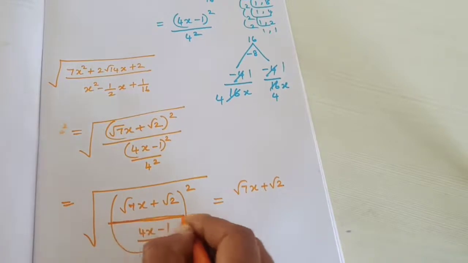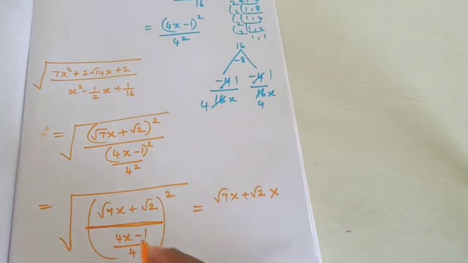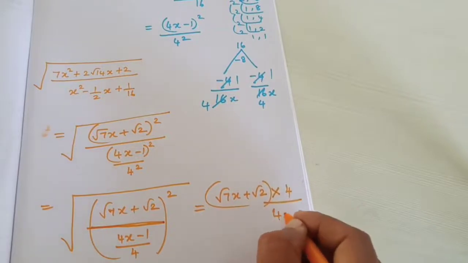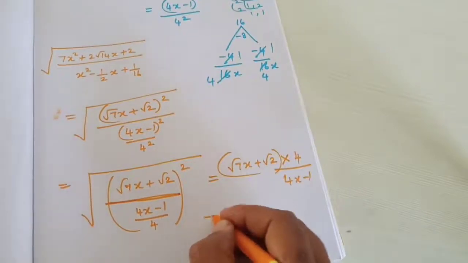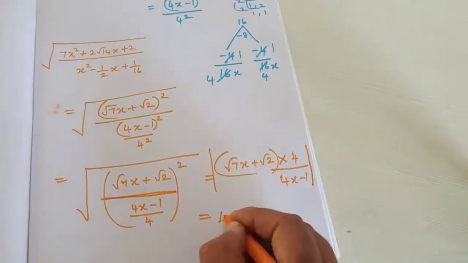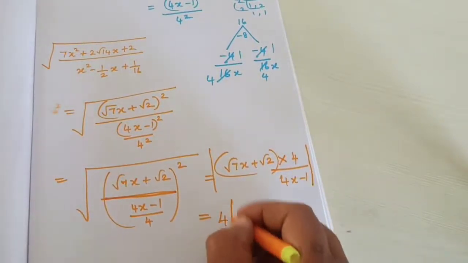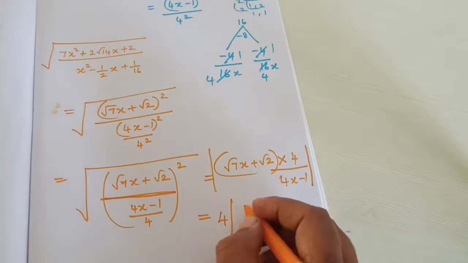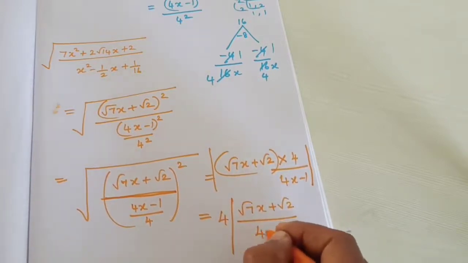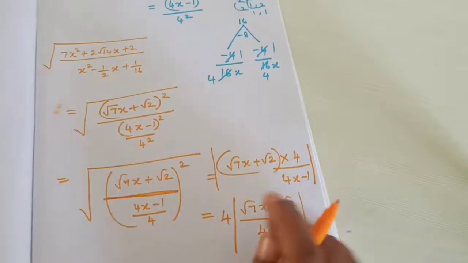Here, this division I am going to change into multiplication. So, I want to write the reciprocal for this. 4 divided by 4x minus 1. So, modulus value we need to write here, 4 into, number we can take it outside, expression we need to write inside the modulus value. So, root 7x plus root 2 divided by 4x minus 1.